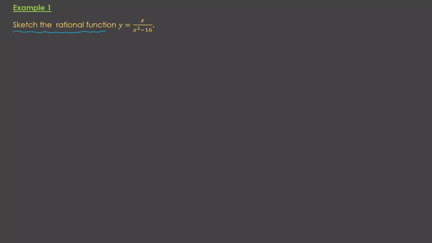Sketch the rational function y is equal to x over x squared minus 16, which we can write, using the fact that the denominator is a difference of perfect squares, as x over (x minus 4)(x plus 4). Now we can spot a few things from this factorized form.